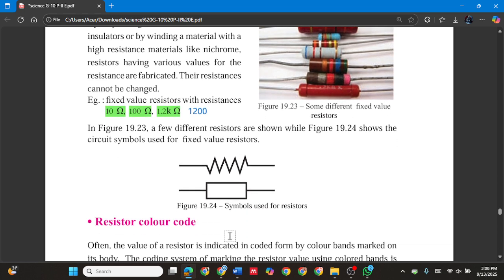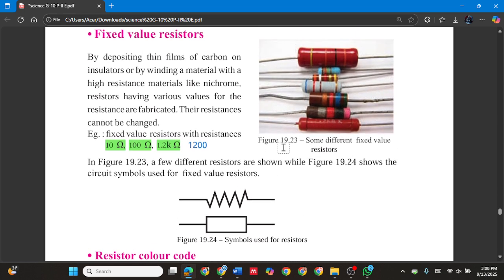In figure 19.23, a few different resistors are shown, while figure 19.24 shows the circuit symbols used for fixed value resistors.